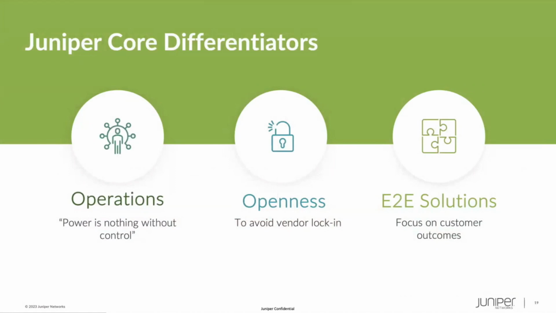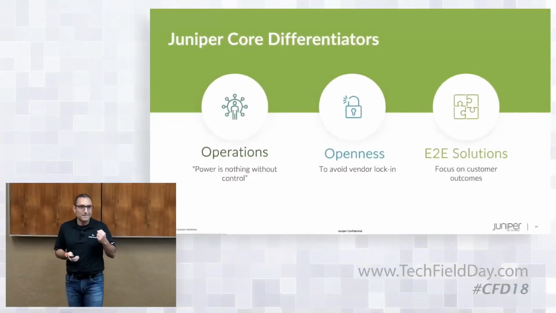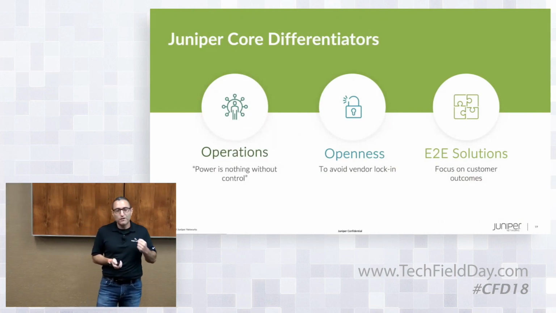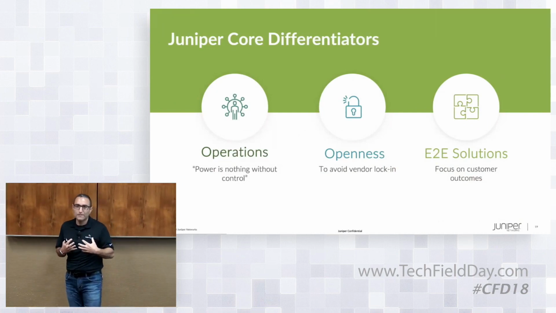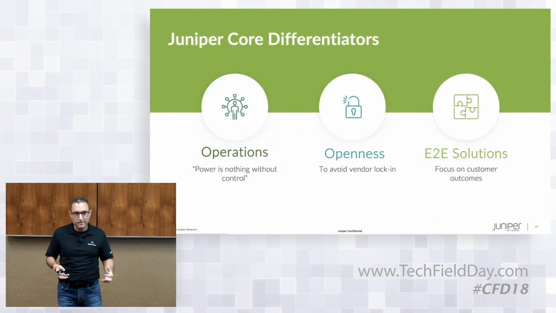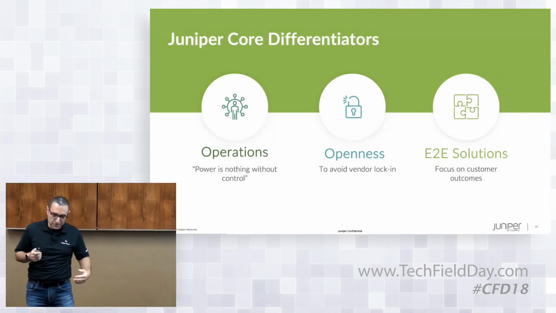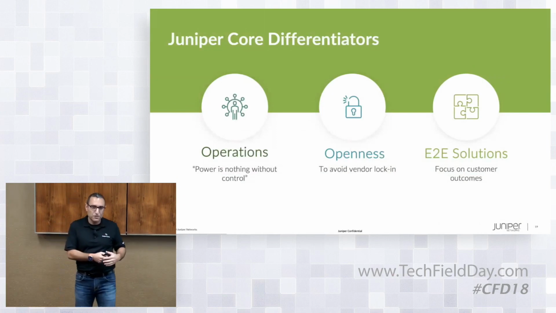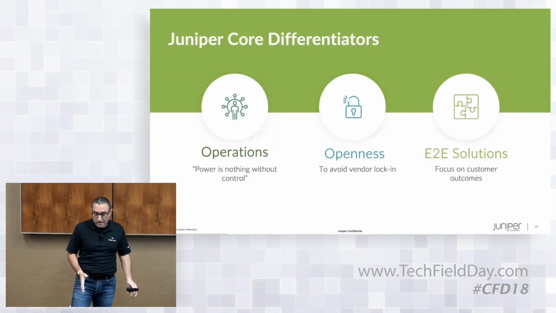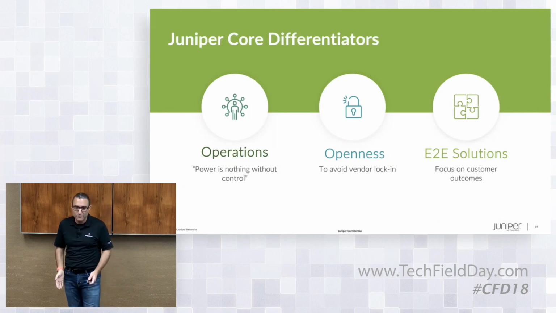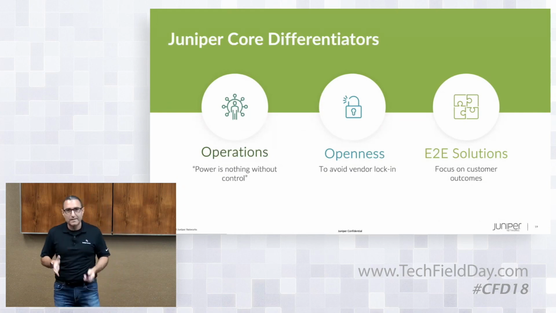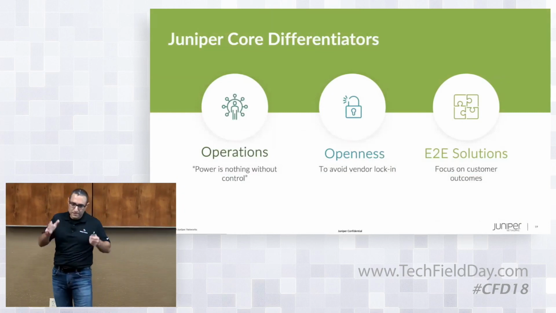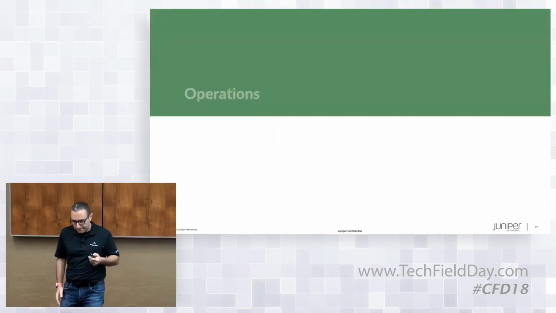Now, how do we differentiate? What is it that we do differently than our competitors? And when I think of differentiators, the way I like to think about it is what problems we're solving for our customers uniquely. And what I'd say is that there are three pillars for our differentiation. One is operations, and this is something we're going to be talking about a lot today. Second is openness, and third is end-to-end solutions. So let me talk about these, starting with operations.